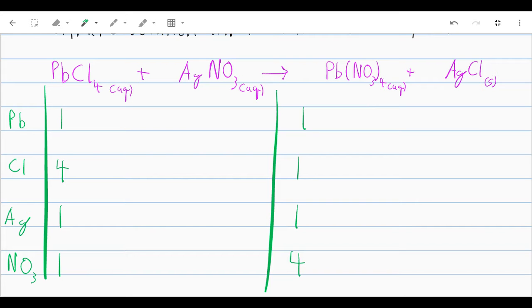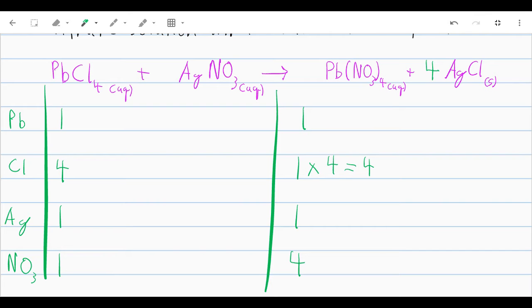Next thing I'm going to do is I'm going to pick something to start balancing. In this problem, it doesn't matter where you start. So I see that my chlorines are unbalanced. I'm going to start with them. I have a 4 and a 1. I need to multiply 1 by 4 in order to bring it up to 4. Remember, most of the time, we're just going to use multiplication here. So I'm going to multiply that by 4. It becomes 4 down below. That means I need to put a 4 up top as well.